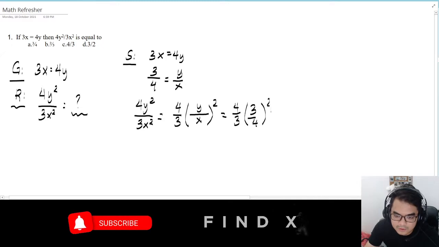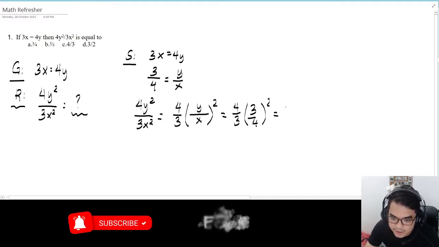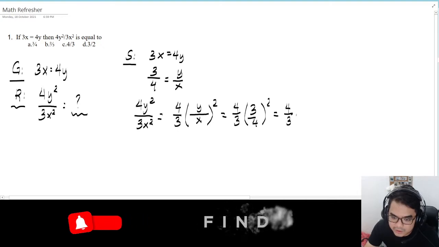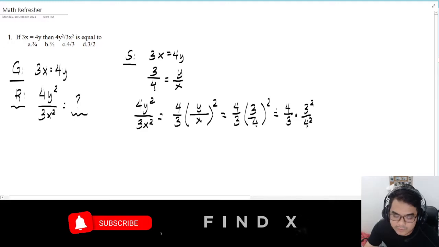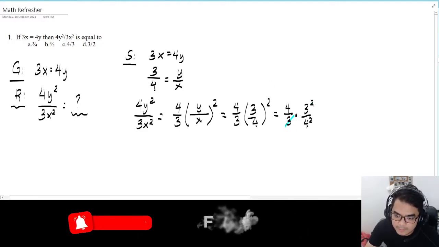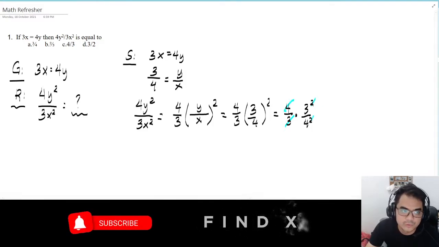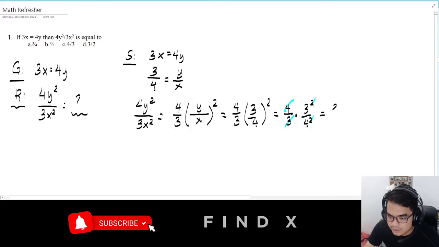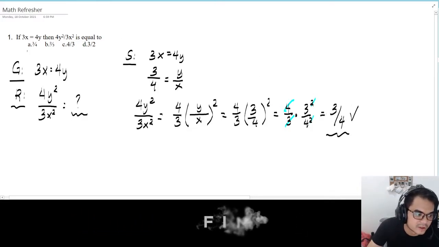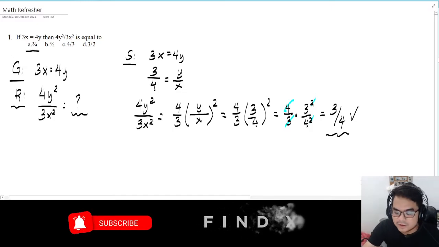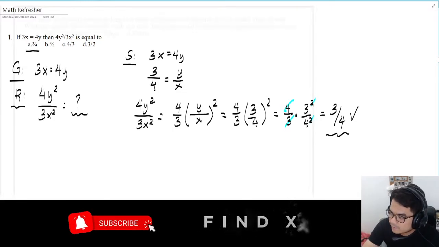I can rewrite this as 4 over 3 times 3 squared over 4 squared. As you can see, we can cancel some of these: cancel one 3 on the bottom and one 3 on the top, and a 4 here and another 4 here. We will be left with 3/4. So this is your answer. Therefore, the answer is letter A. Let's get to the next number.